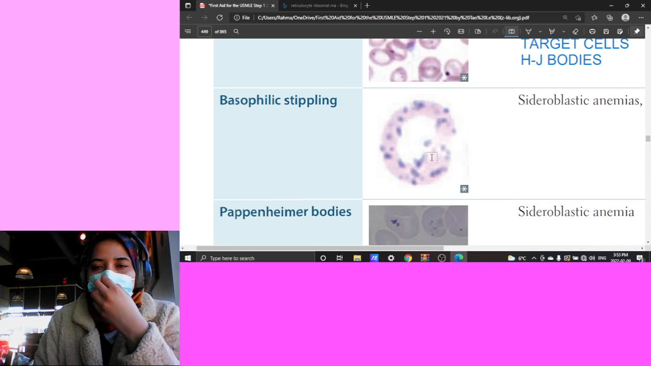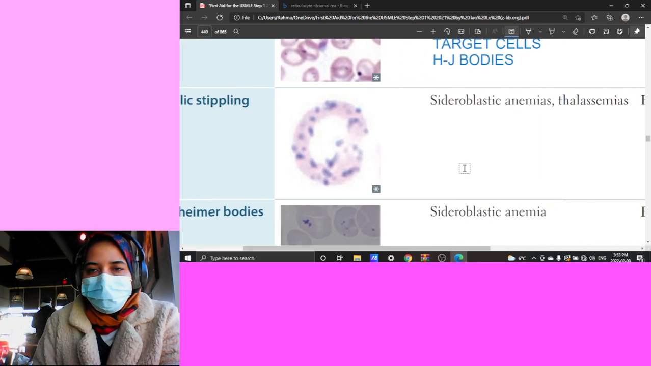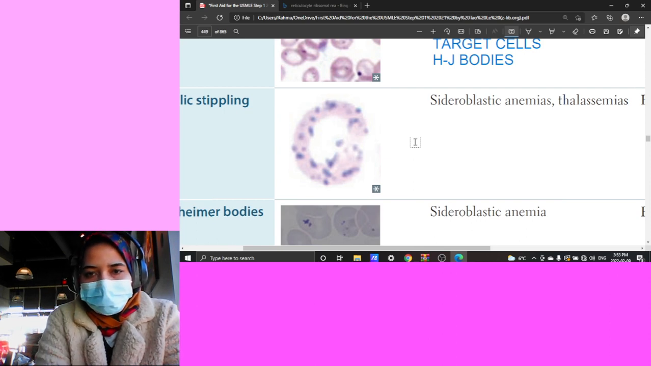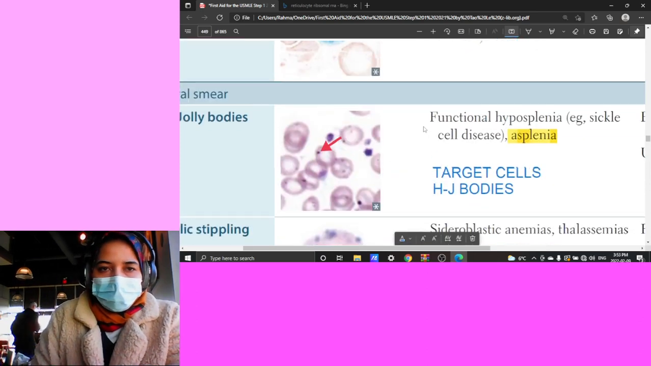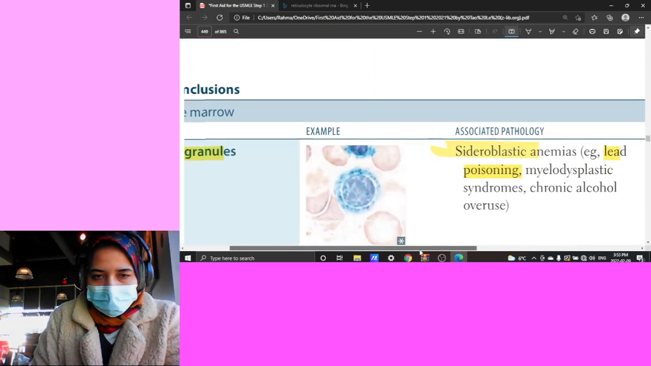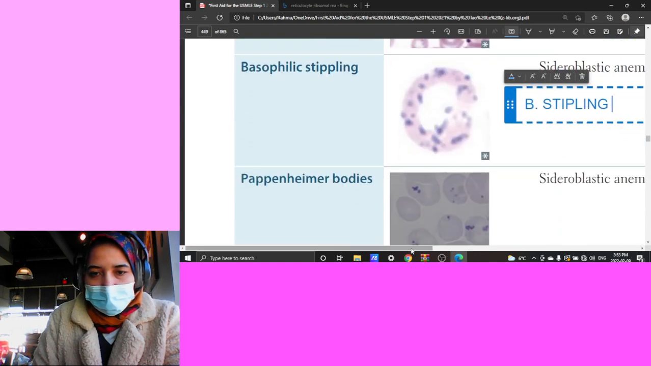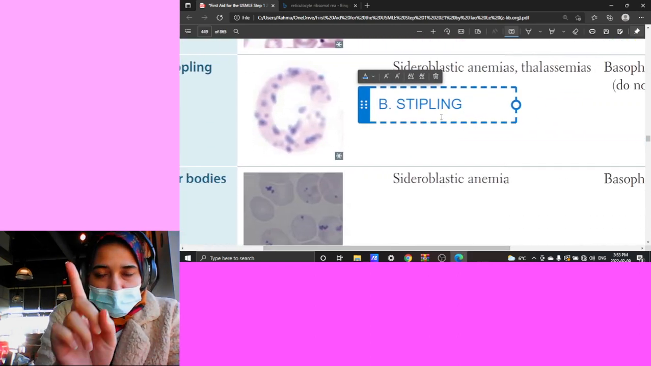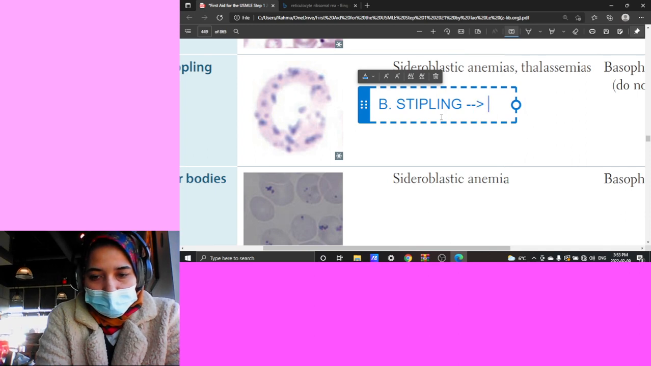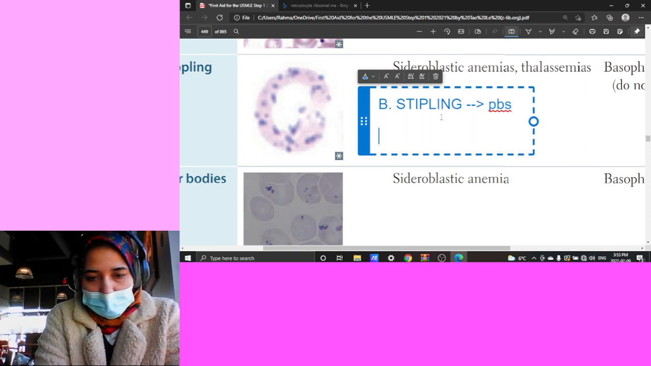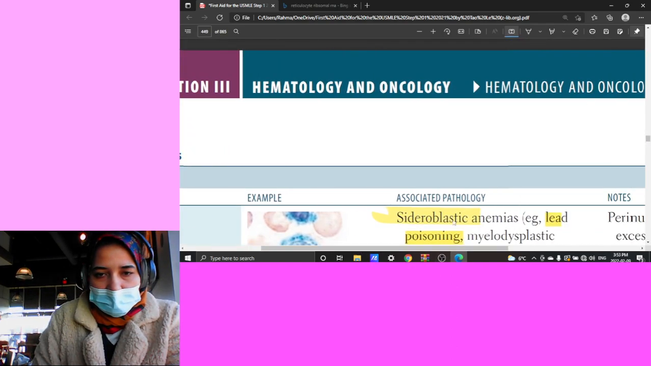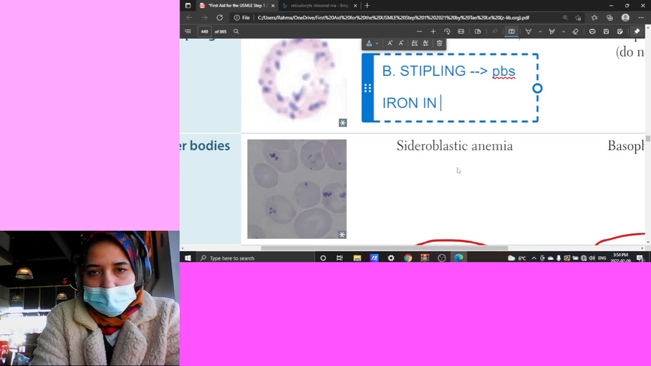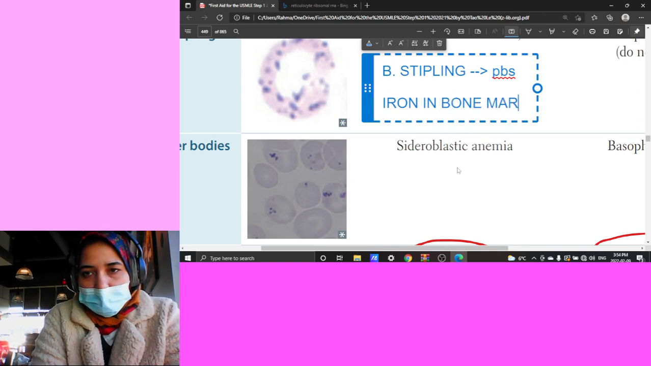Now you have the basophilic stippling, which is seen in sideroblastic anemia. So we have two things with sideroblastic anemia. There's the basophilic stippling, and we have the iron granules in the bone marrow. Please do not make this mistake. Basophilic stippling is seen in the peripheral blood smear. But the iron granules, make sure I'm saying this correctly, yes, the iron granules are in the bone marrow.